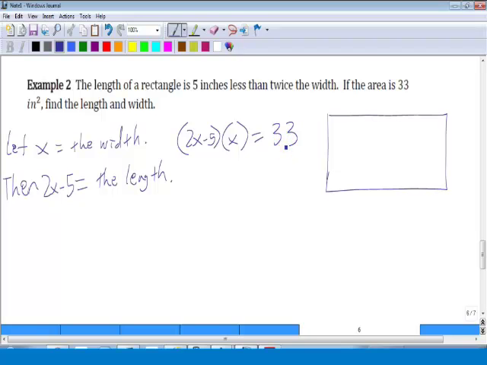Okay, this wouldn't make much of a cutting board, but maybe something like that. I don't know how big this thing's going to be. Let's see if we can figure it out.